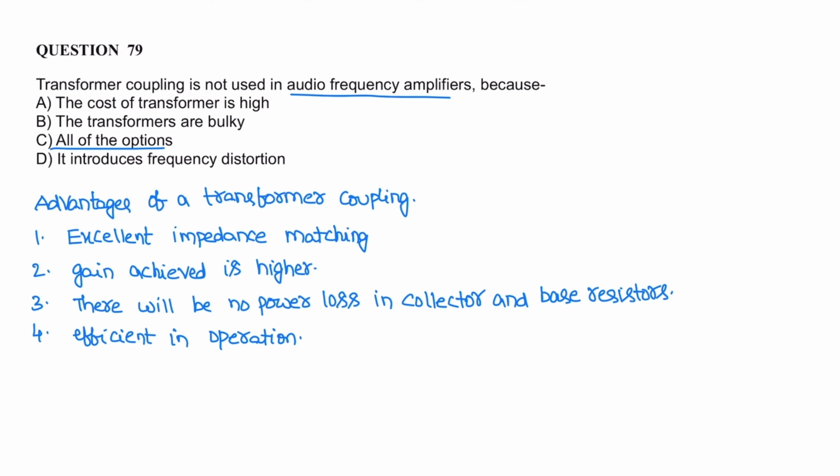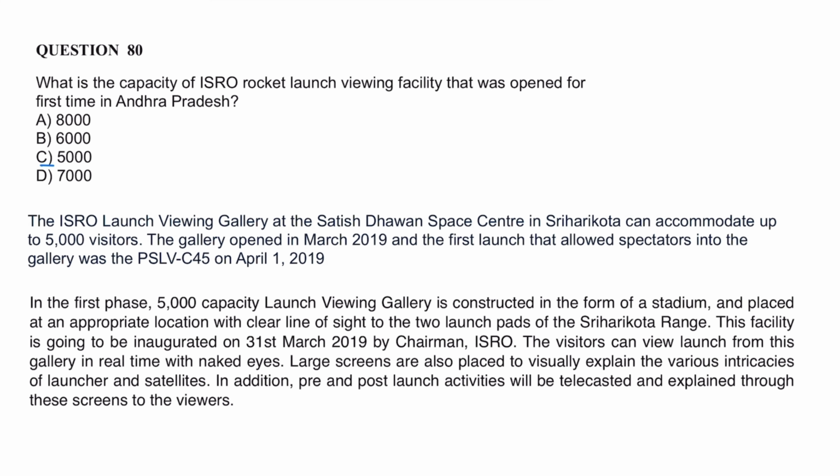Next question. What is the capacity of ISRO rocket launch viewing facility that has opened for first time in Andhra Pradesh? Initial capacity is 5,000. In the first phase, a 5,000 capacity launch viewing gallery is constructed in the form of a stadium and is placed at an appropriate location with clear line of sight to the two launch pads of Sriharikota range. The ISRO launch viewing gallery at Satish Dhawan Space Center in Sriharikota can accommodate up to 5,000 viewers. Correct option is C.